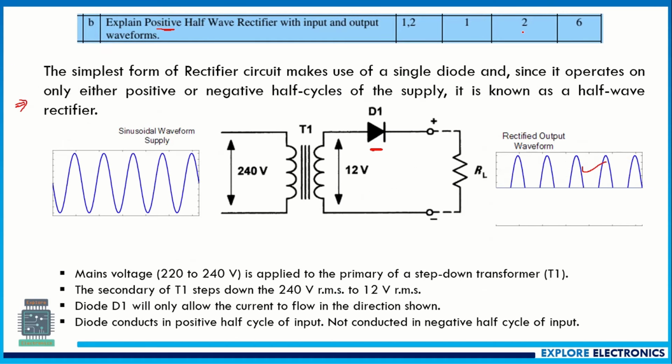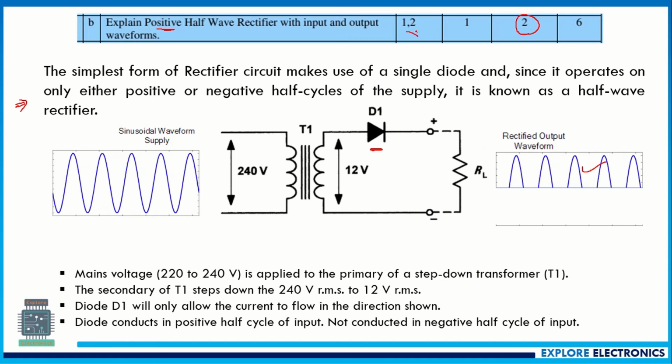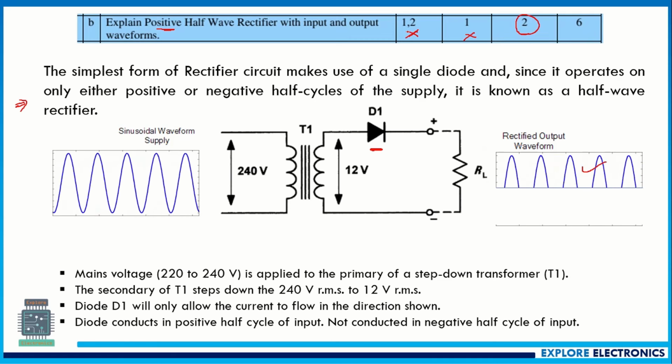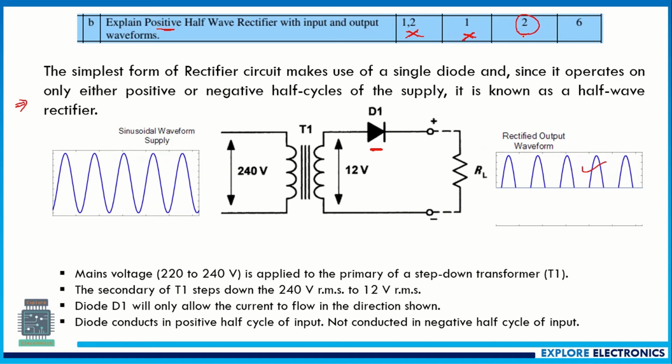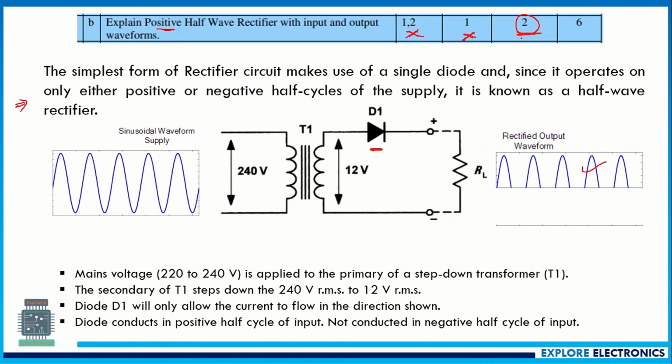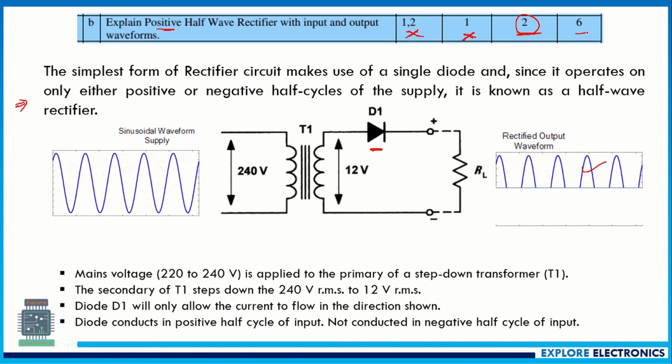And here also you can see the Bloom's taxonomy level is 2. No need to worry about these two. You just go through the POs and COs given in your syllabus, and these need to be carefully looked at while writing the answers. And this is for 6 marks.